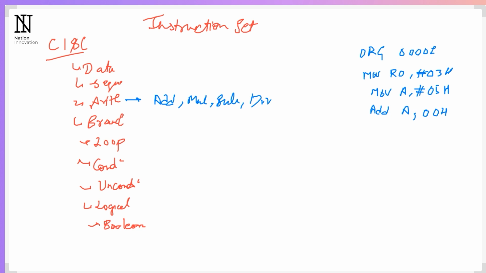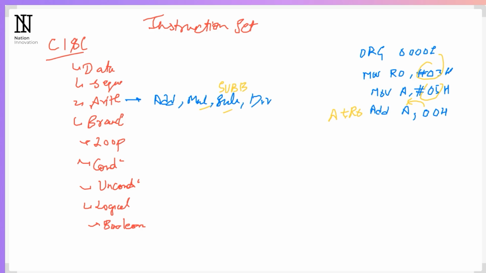So what will this command do? This will add the accumulator value to the R0 value. So these both values will be added and the result will be stored in the accumulator. Similarly, I have multiplication and subtraction. For subtraction, the command is SUBB, and for division, DIV.